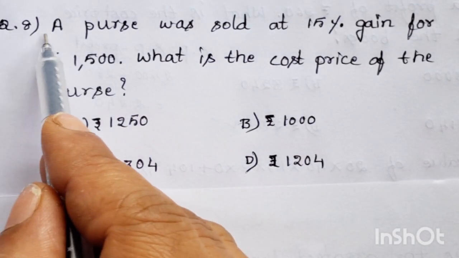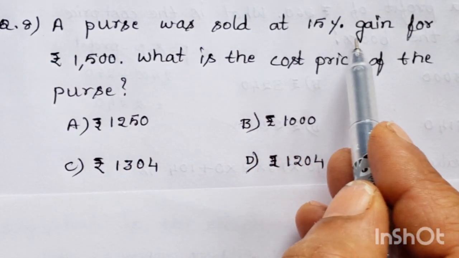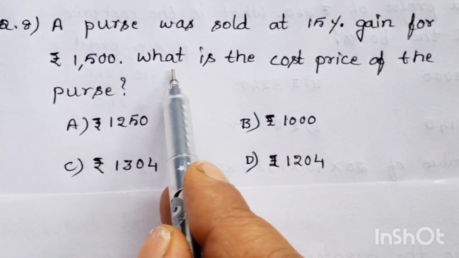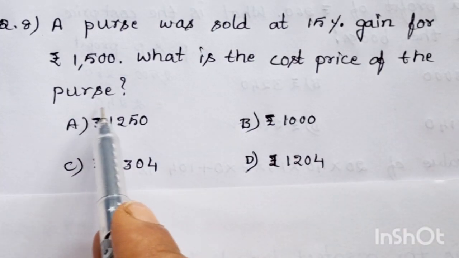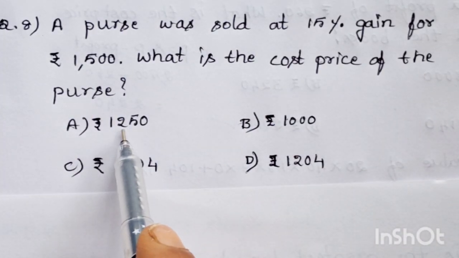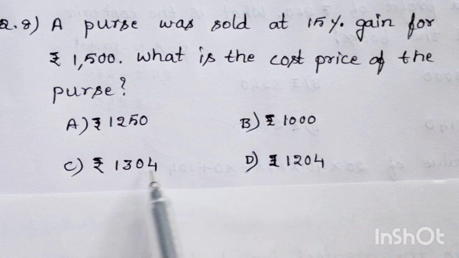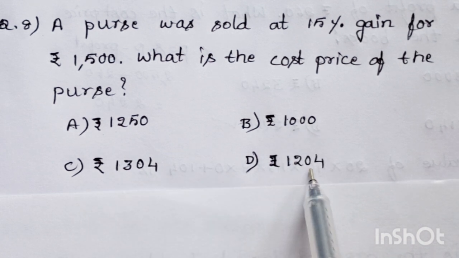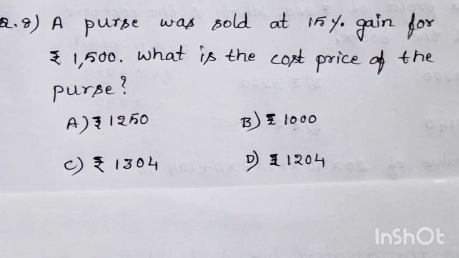Question number 8. A purse was sold at 15% gain for rupees 1500. What is the cost price of the purse? Options rupees 1250, 1000, 1304 and 1204.